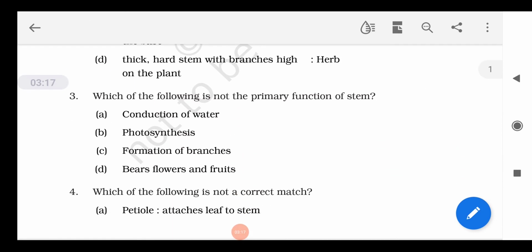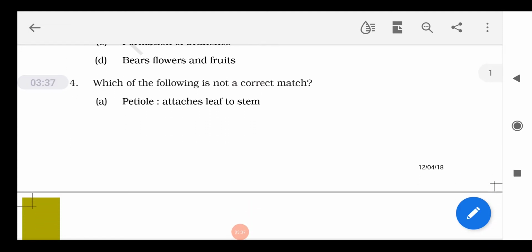Now question number 3. Which of the following is not primary function of stem? Photosynthesis is not the primary function of the stem. Conduction of water is correct. Formation of branches, it bears flowers and root. All other 3 options are correct. Question number 4. Which of the following is not correct match? So we have to see. Petiole attaches leaf to the stem. This is correct match.